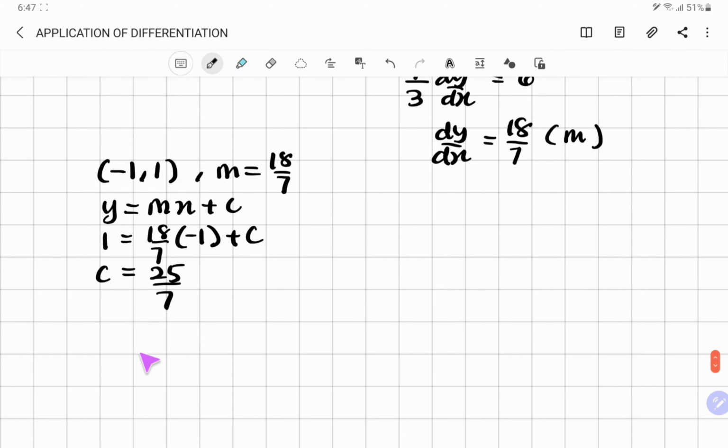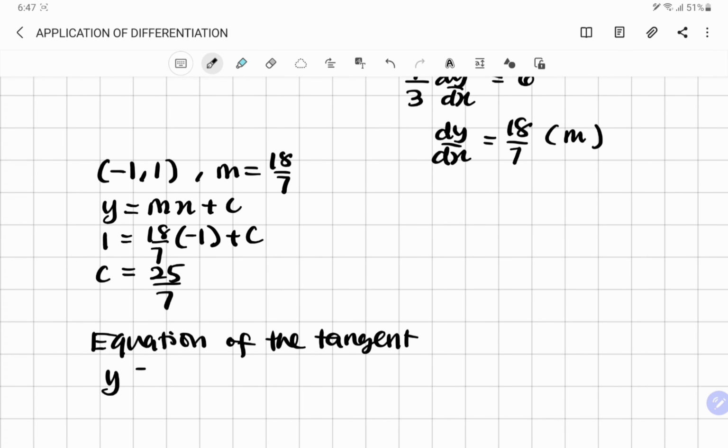Now we can form the equation of the tangent as y equals 18 over 7 x plus 25 over 7, or we may write down as 7y equals 18x plus 25.